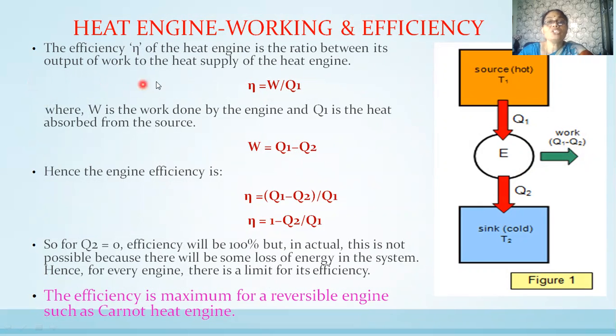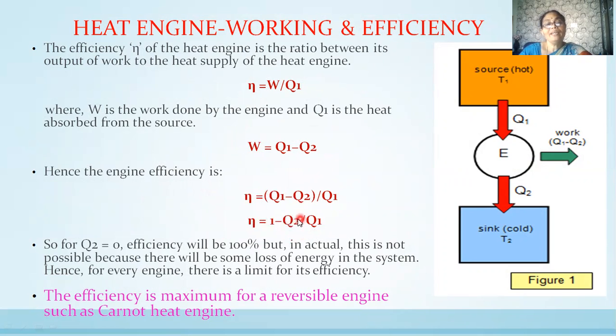Now we will see the efficiency. Efficiency of a heat engine is generally denoted by eta and is defined as the ratio of work done to the quantity of heat absorbed. Q1 is the quantity of heat absorbed and W is the amount of work done. So efficiency eta = W/Q1. We know that W = Q1 - Q2. Substituting this in the above equation, we have the efficiency as eta = (Q1 - Q2)/Q1, or eta = 1 - Q2/Q1. So this is the expression for the efficiency of heat engine. Eta = 1 - Q2/Q1.